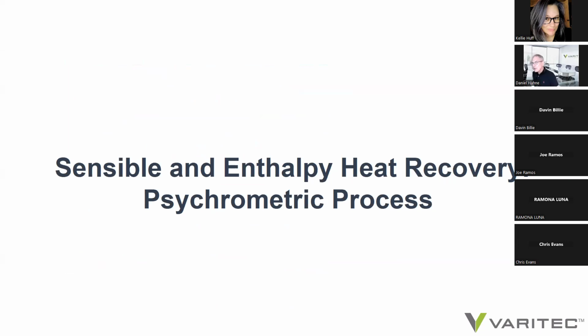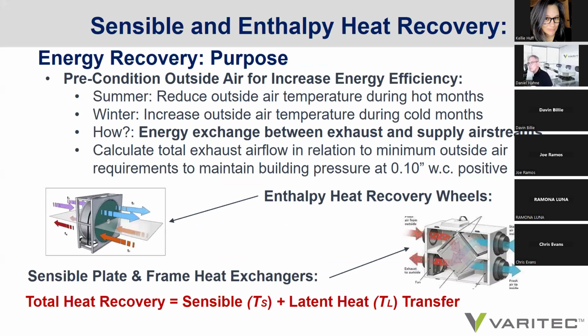So let's look at another process psychrometrically. Let's look at sensible and enthalpy heat recovery and compare how they look on the psychrometric chart with regard to energy. So what is the purpose of energy recovery? Energy recovery is used to precondition outside air to reduce the outside air temperature or to increase the outside air temperature, depending on whether in cooling or heating mode, by exchanging energy from the exhaust air stream of a building into the supply air stream of a building.